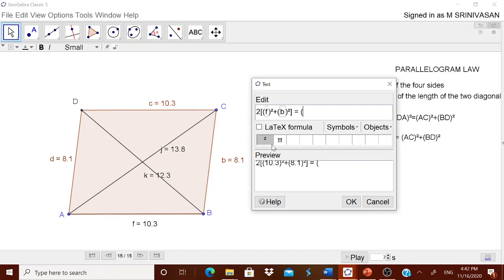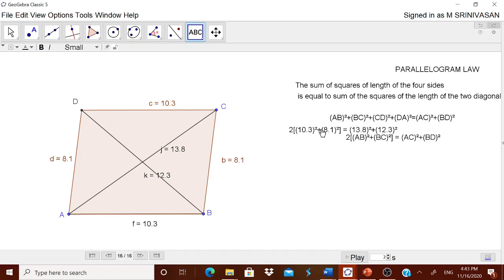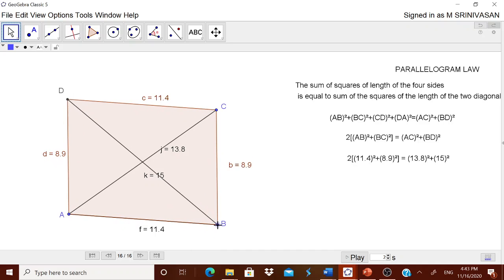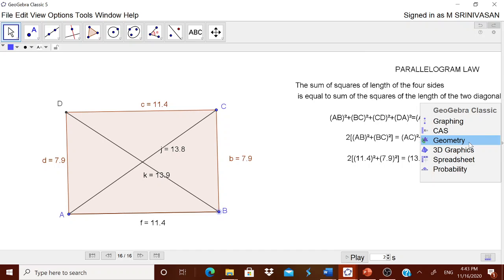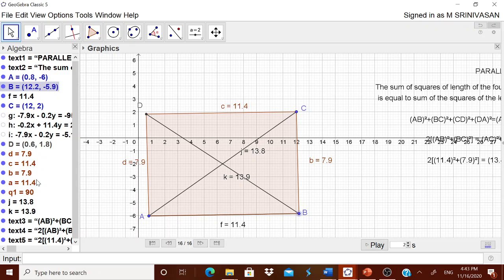Within the bracket, AC is nothing but J, the variable fixed for it. So J square, plus K, from the object, close the bracket and then square. Now whenever I am moving it, that also gets changed. What you have to do here is give some variables to them. Be a little careful, go to the graphing and check which variables are already used.